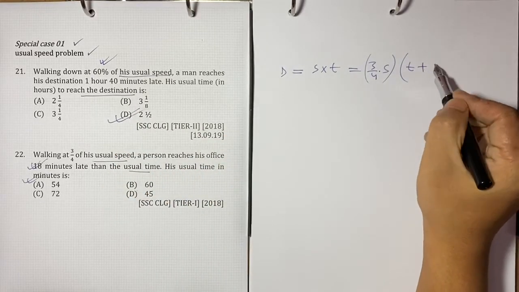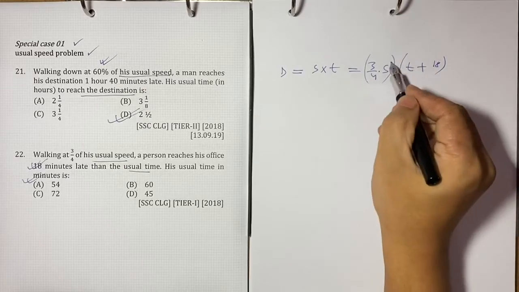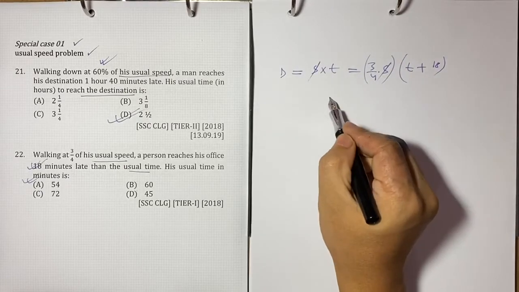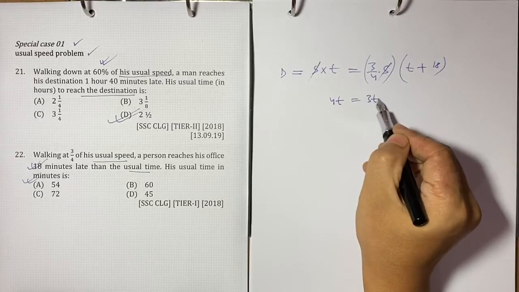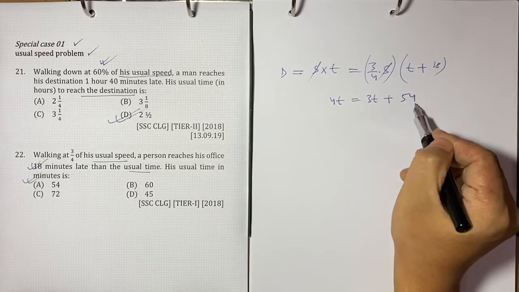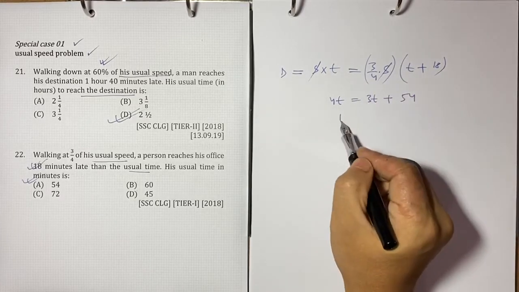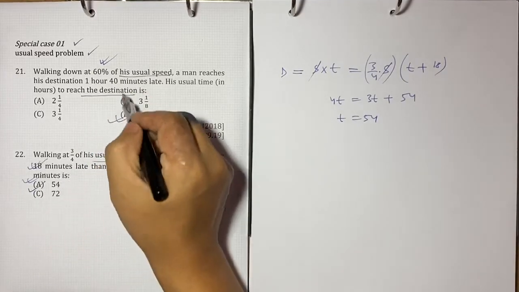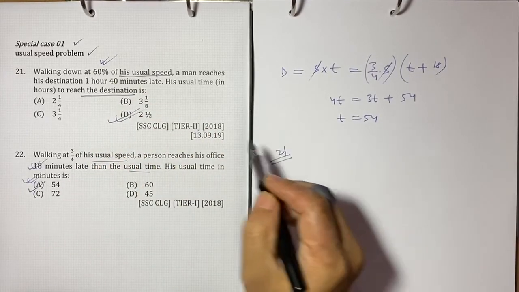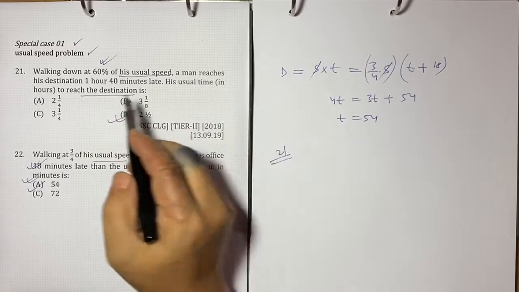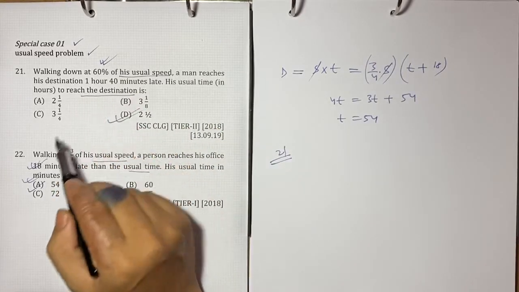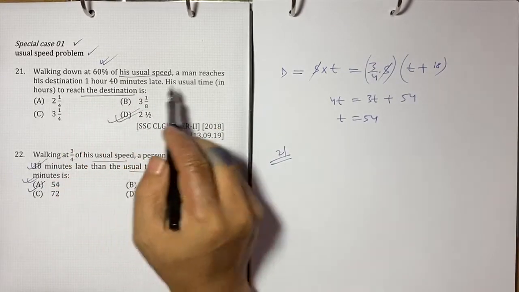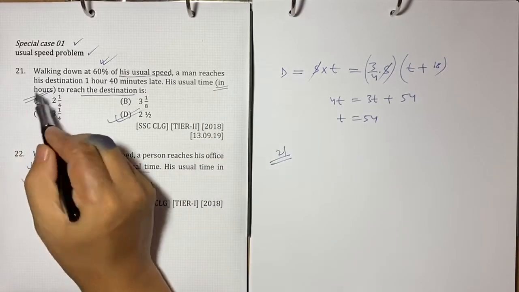So 4t equals 3t plus 54, cancelling the speed. So t equals 54, so this is the answer in minutes. To convert to hours, his usual time to reach is given in hours.